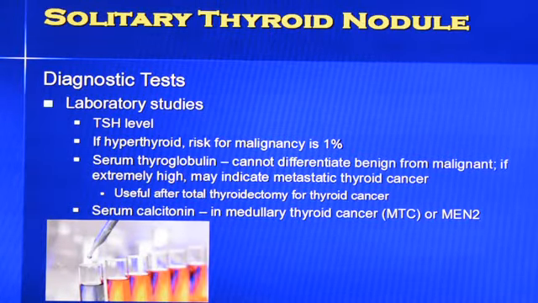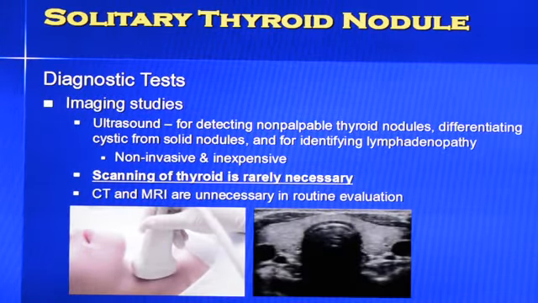For laboratory tests, the TSH level is also determined, especially to evaluate a euthyroid patient. Serum thyroglobulin cannot differentiate benign from malignant. Take note, it cannot differentiate benign from malignant. Serum calcitonin in medullary thyroid CA is a must. Ultrasound is the most useful to evaluate, especially the lymph nodes. Detecting a non-palpable thyroid nodule is also done through ultrasound.